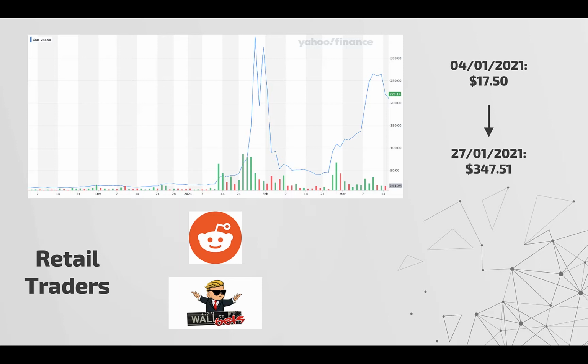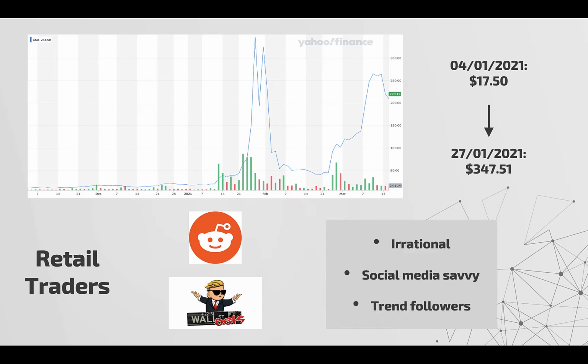Typically, these retail traders are irrational, as they ignore the fundamentals of firms when investing. They're also social media savvy and like to bandwagon trends they see on social media. While making money from investing is important to these people, having fun while trading seems to be prioritized in certain situations.